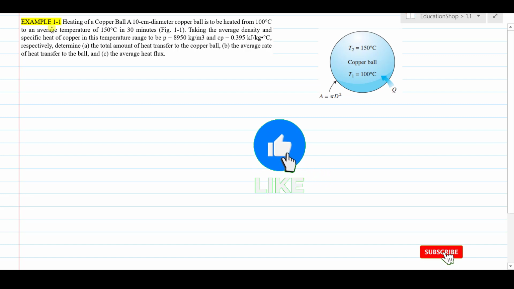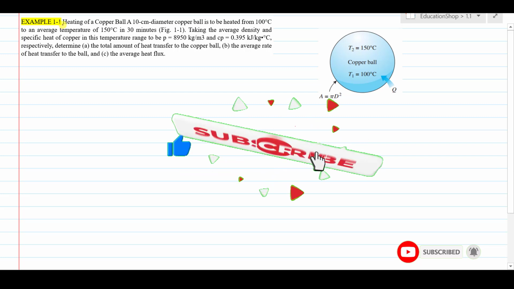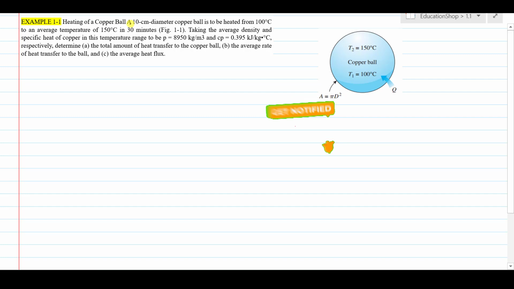Hi dear student, in this video we solve example 1.1 from the book Heat and Mass Transfer by Cengel, 5th edition. This example 1.1 is about heating of a copper ball. Let's come toward its statement.